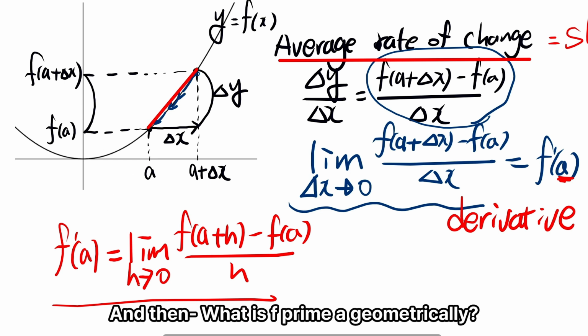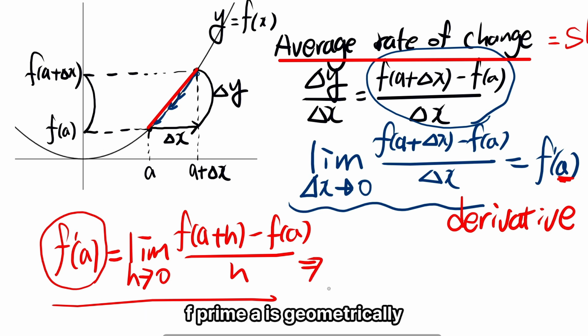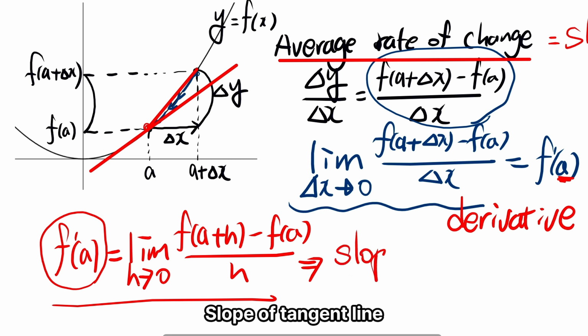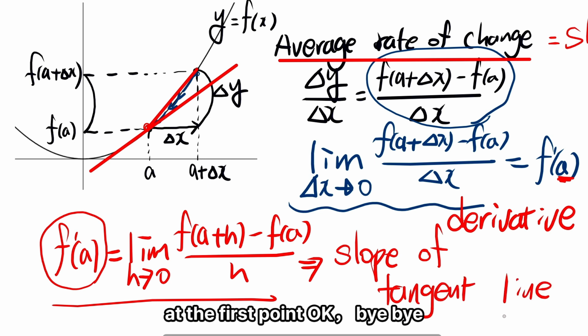And then what is f prime of a geometrically? f prime of a, geometrically, is the slope of the tangent line at the first point. Okay, the slope of the tangent line at the first point.